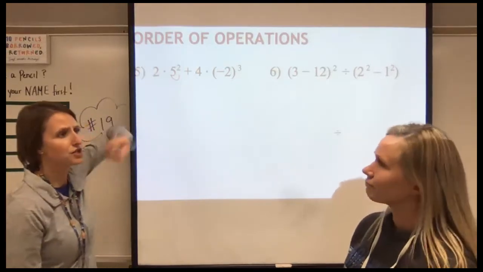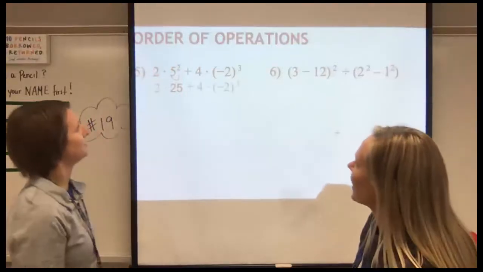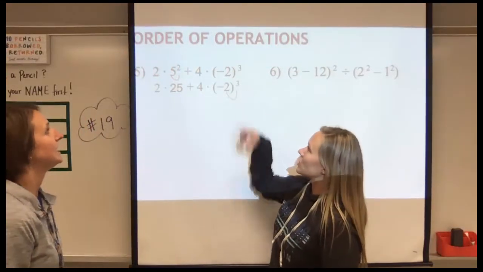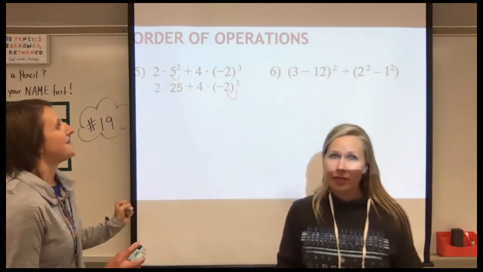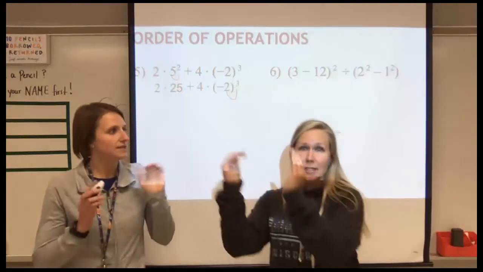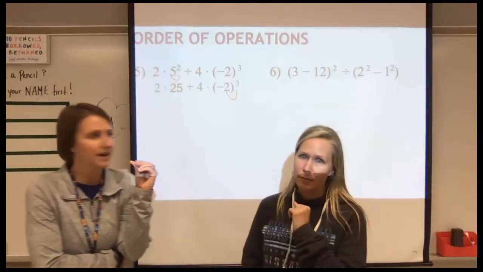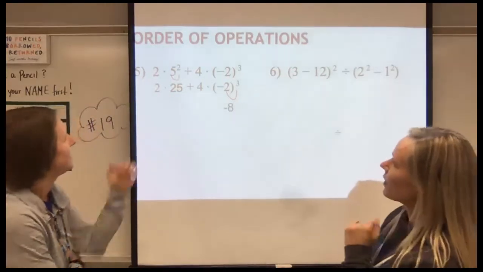5 squared, which is 5 times 5. 25. Dropping it down. Another one over here. Okay, so now the 3 is touching the parentheses, so it applies to everything in there. We've got negative 2 times negative 2 times negative 2. Negative 8. Did I do my math correctly? I think you did.